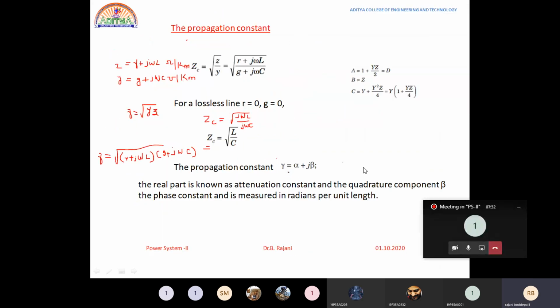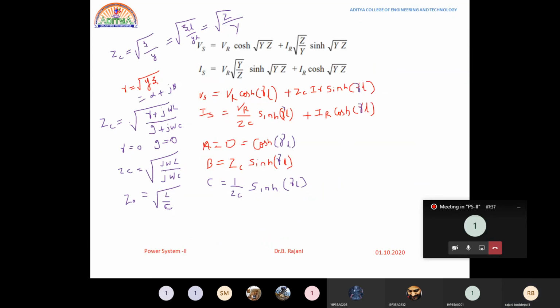Students, listen to the concept. Here, we have done the problems regarding the rigorous method of solutions and long transmission line, right? In that, we have the equations Vs = Vr cosh(√(yz)) + Ir √(y/z) sinh(√(yz)). We have got these two equations for the sending end voltage and sending end current, which we derived in the last class.